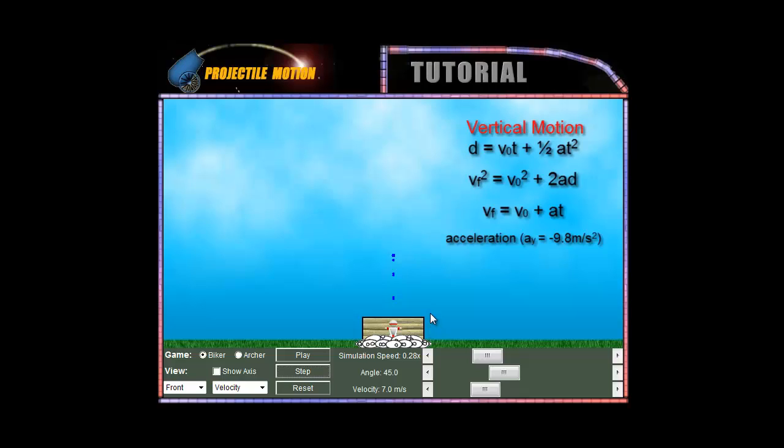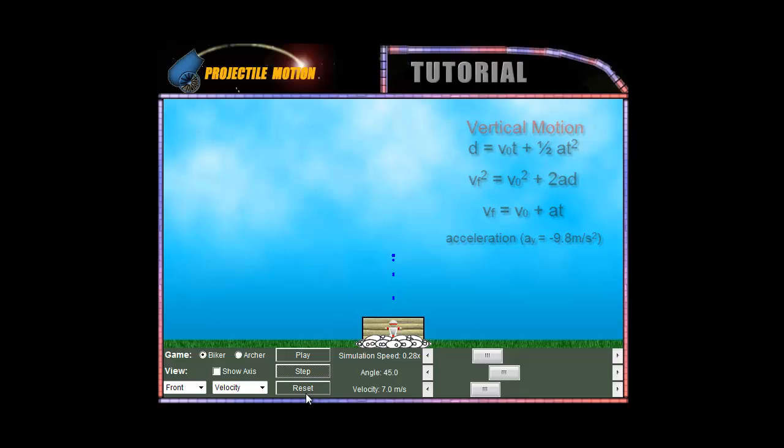And in all examples, the acceleration is down. It's pushing the object back to the earth, and it's always negative 9.8. So we have 3 choices of equations for this particular motion, and our acceleration is always due to gravity. Now if this was on the moon, of course, negative 9.8 would be negative 1.6 for the moon's acceleration due to gravity.